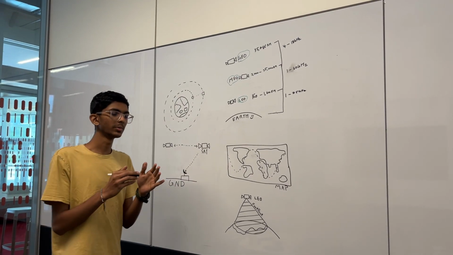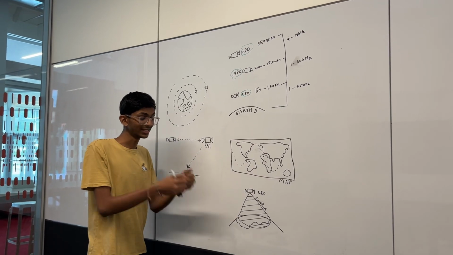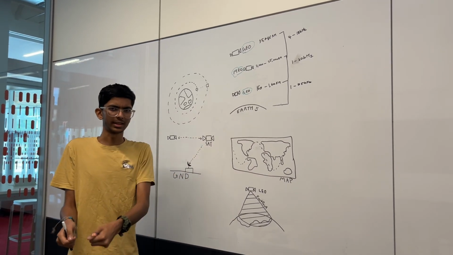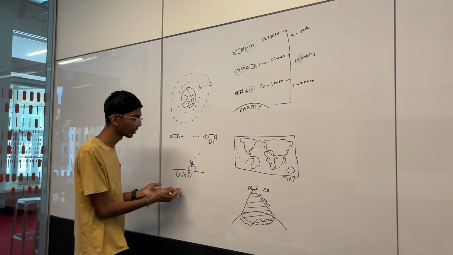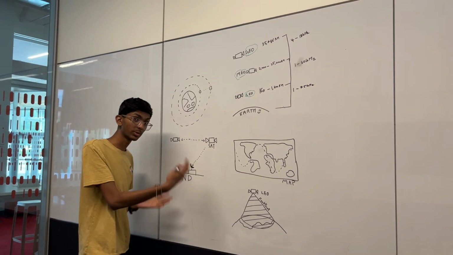So, what is a satellite? A satellite is a transmission device. It sends the data. But where does it send the data? It sends it to the ground station. This is the picture of how this process works.